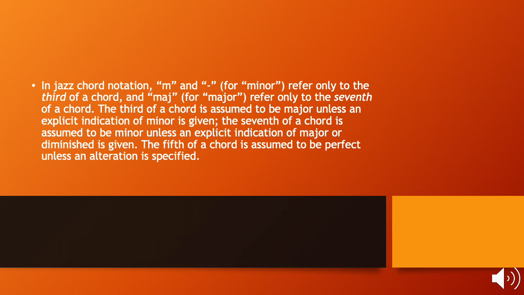One other thing to mention is that in jazz chord notation, the lowercase m or minus sign for minor refer only to the third of a chord, and maj refers only to the seventh of a chord. The third of a chord is assumed to be major unless an explicit indication of minor is given. The seventh of a chord is assumed to be minor unless an explicit indication of major or diminished is given. The fifth of a chord is assumed to be perfect unless an alteration is specified.